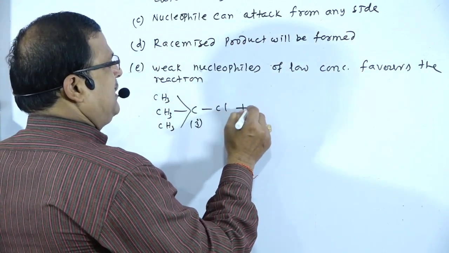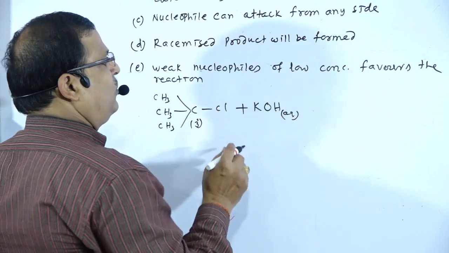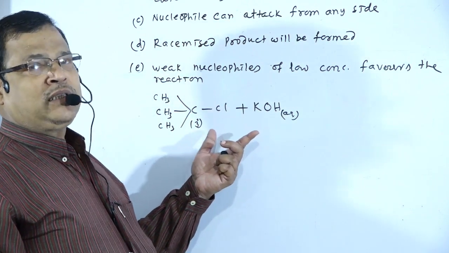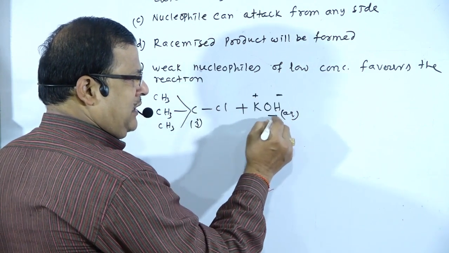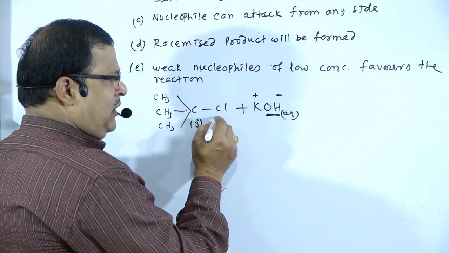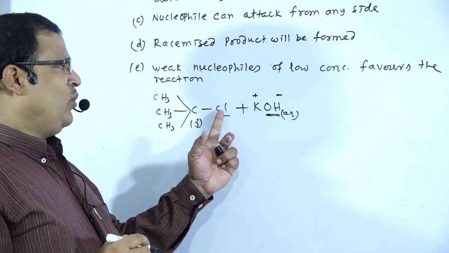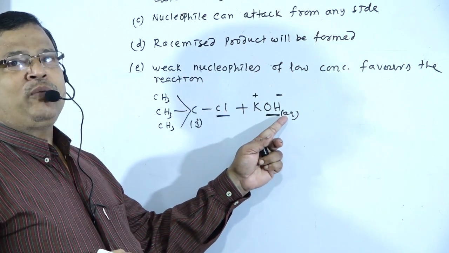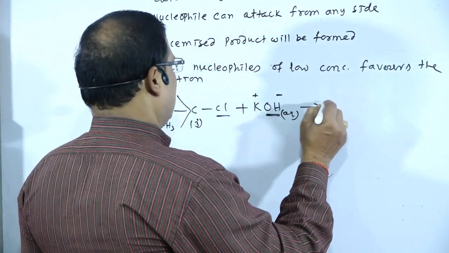So that has been treated with aqueous KOH. We are explaining the mechanism of nucleophilic substitution. In this case, the nucleophile is OH minus, from K plus OH minus. The OH minus nucleophile will substitute the chlorine. Chlorine atom will get replaced by the nucleophile OH minus. Therefore, that is treated as nucleophilic substitution.